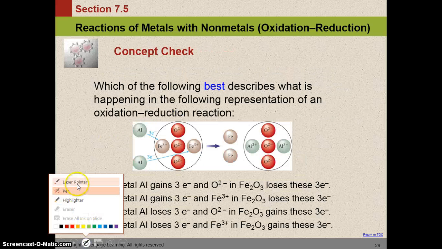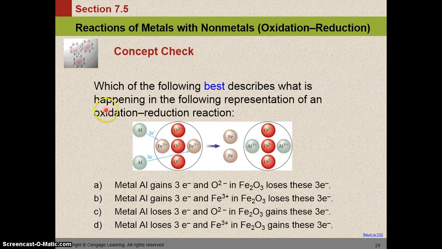Okay, on this concept check, you'll notice that there's a picture, and it wants to know which of the following best describes what is happening in the following representation of an oxidation-reduction, or redox, as we call it, reaction. So if you notice here, the aluminum atoms that are out here have no charge at all, and the iron and the oxygen are bound together in iron(III) oxide. So it takes 2 iron and 3 oxygen, the Fe2O3 compound that's here.